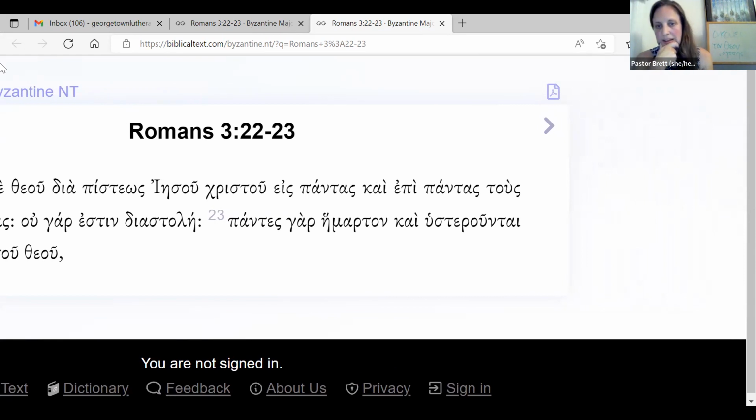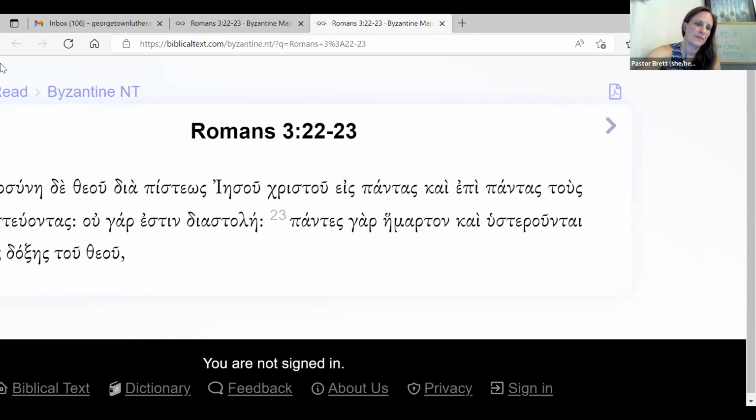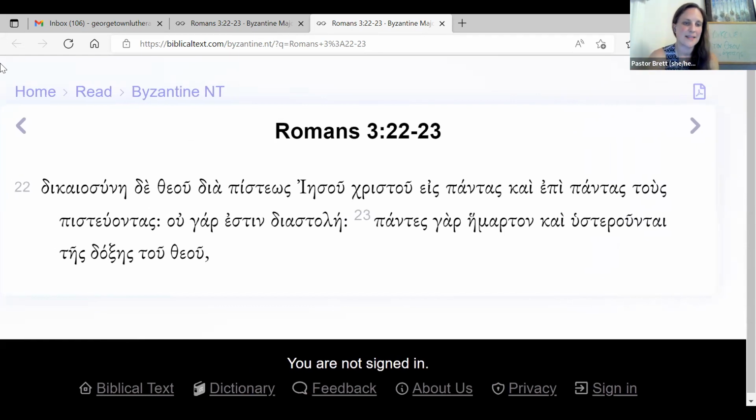Hemarton, kai, and that's an upsilon with a rough breathing, husterountai. It's so hard for me to slow these down. Tes doxes tou theou. Tes doxes tou theou.